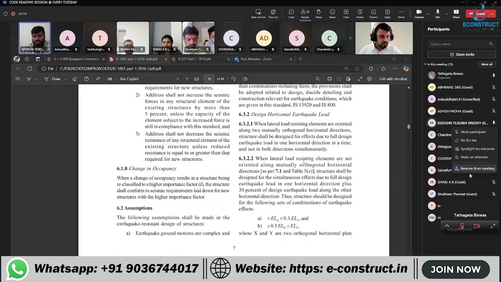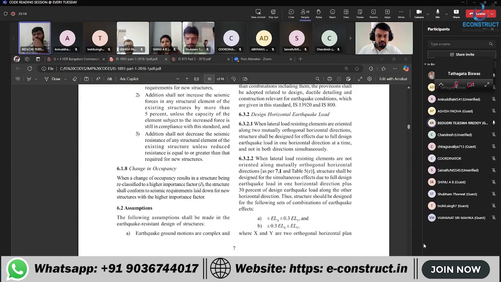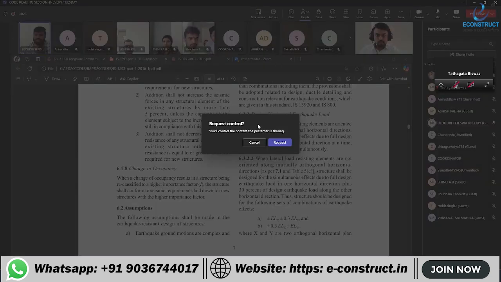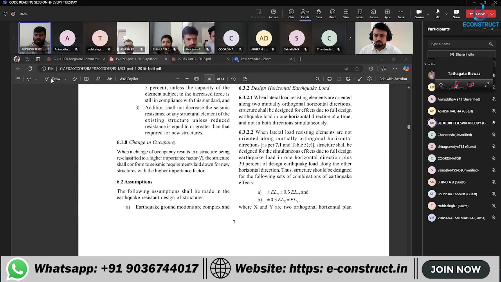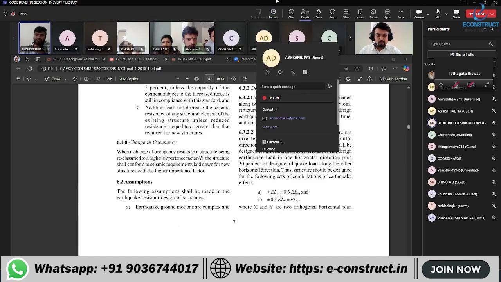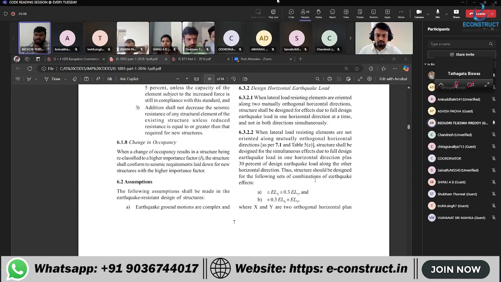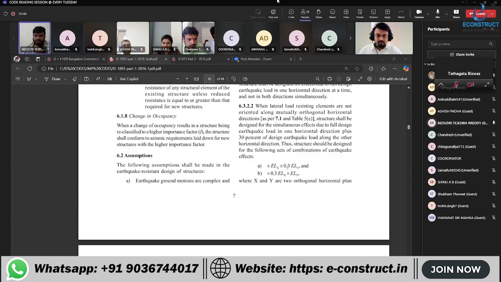When lateral load resisting elements are not oriented along mutually orthogonal horizontal directions as per 7.1 table 5E, the structure shall be designed for the simultaneous effects due to full design earthquake load in one horizontal direction plus 30% of design earthquake load along the other horizontal direction. The structure should be designed for the following sets of combination of earthquake effects. These are the formulas. Here I would like to mention certain points.